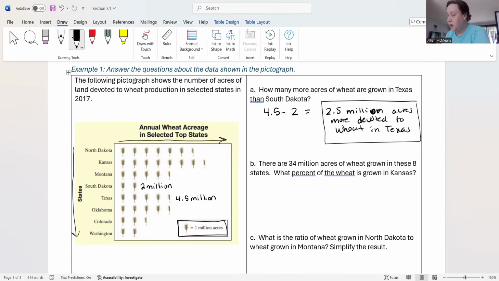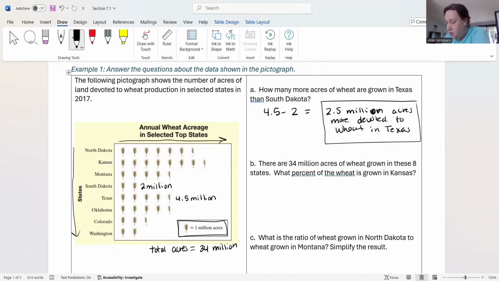Okay. Next up, we have that there are 34 million acres of wheat grown in these 8 states. Okay, so we're told that the total wheat production, or the total acres, was 34 million. Okay. So in these 8 states, we've got 34 million acres of wheat grown. What percentage of the wheat is grown in Kansas? So let's look at Kansas. Kansas is really killing it on wheat production in 2017.